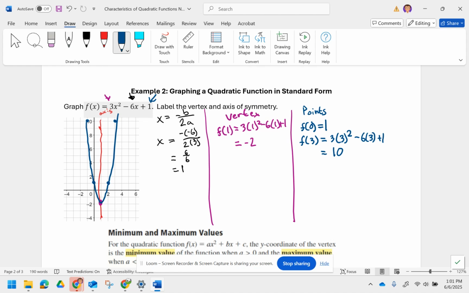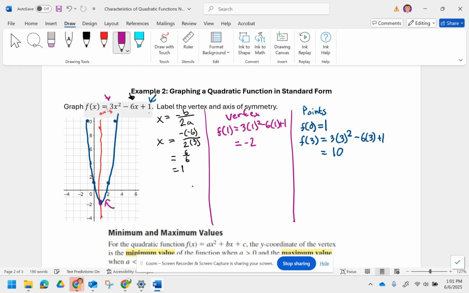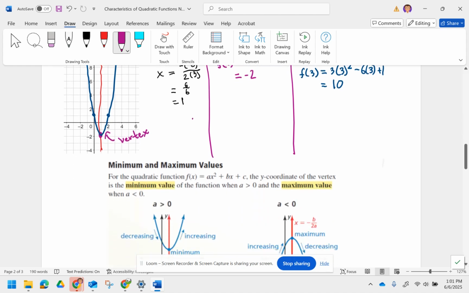Okay, so we labeled our vertex. Oops, nope, we didn't. Always good to reread the directions to make sure that you did everything. We made our graph. We labeled the vertex and the axis of symmetry. Okay, so we finished all of that.